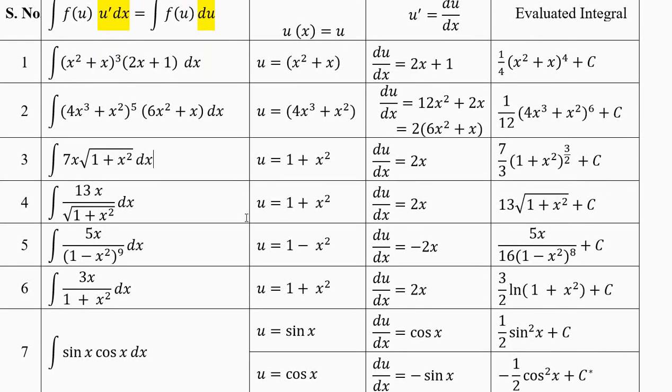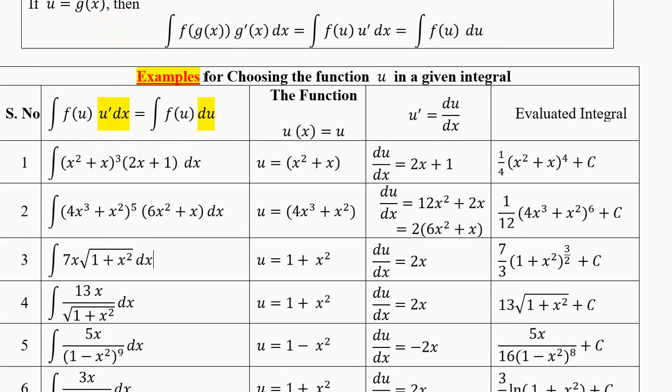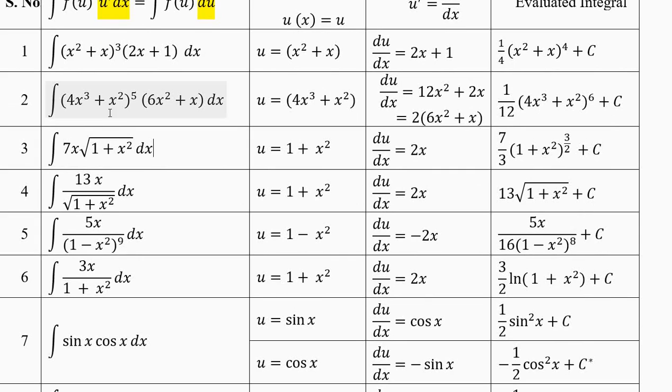We are just looking at these examples in order to understand how to decide what is u. These are examples, these are not questions. Example 2. You have bracket power 5 into 6x square plus x. Now what is inside the bracket? It is u equal to 4x cube plus x square. When you differentiate u, you will get 12x square plus 2x. Take 2 common, you will get 6x square plus x. And this 6x square plus x is present in the question. So you have u power 5 into derivative of u.